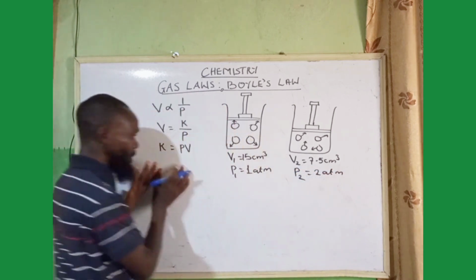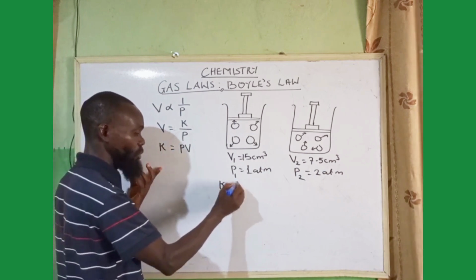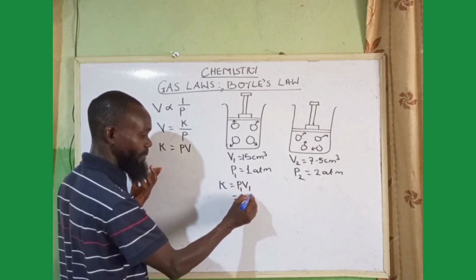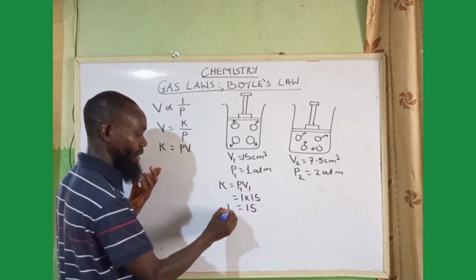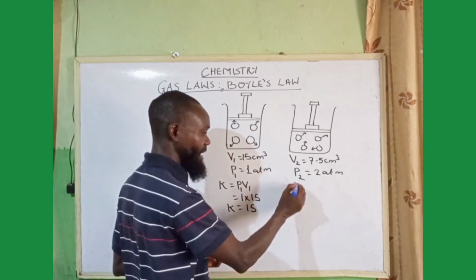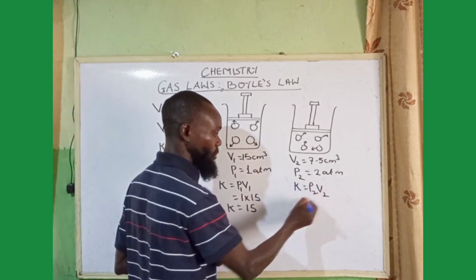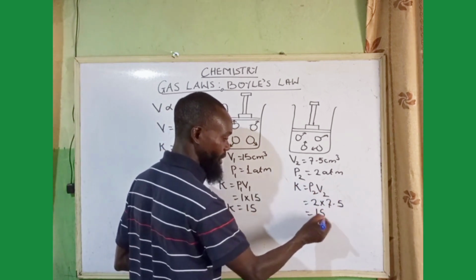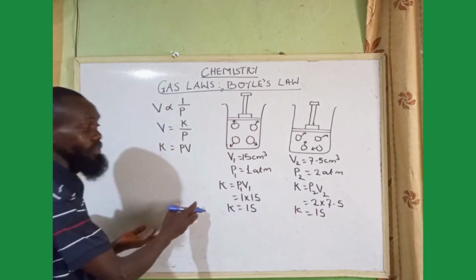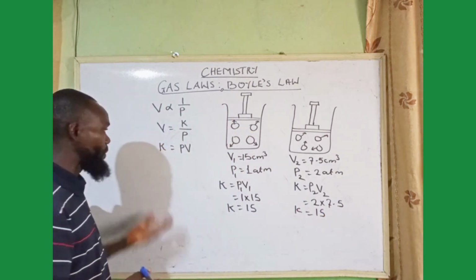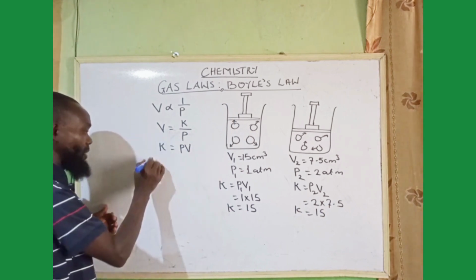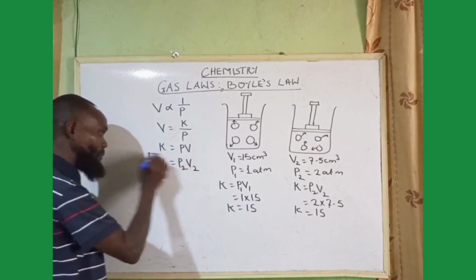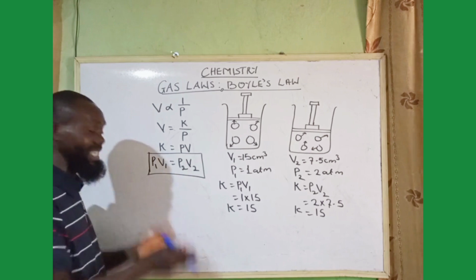According to this formula, K equals PV. For P1 V1, we have 1 multiplied by 15, which gives us 15. Our constant is 15. At this point, K equals P2 V2, which is 2 multiplied by 7.5, equals 15. So K equals 15 here, and K equals 15 over there, which means that we are going to have P1 V1 equals P2 V2. So P1 V1 equals P2 V2 is a constant.